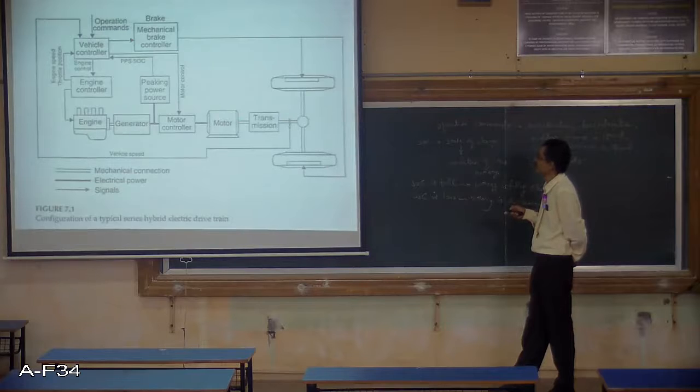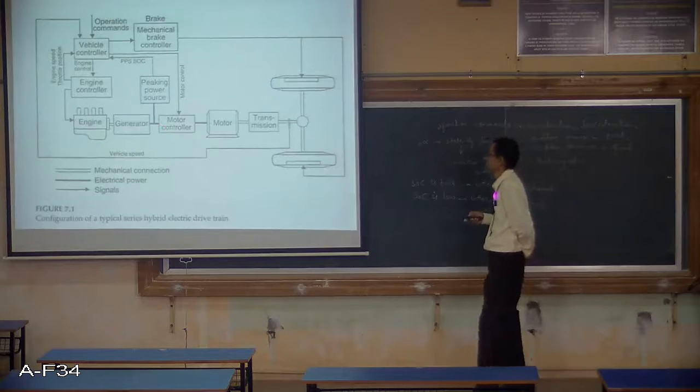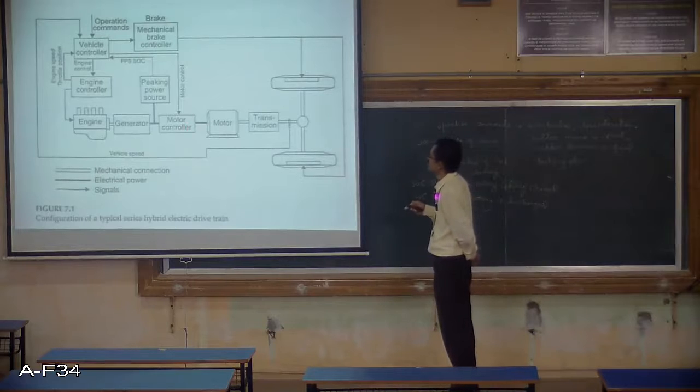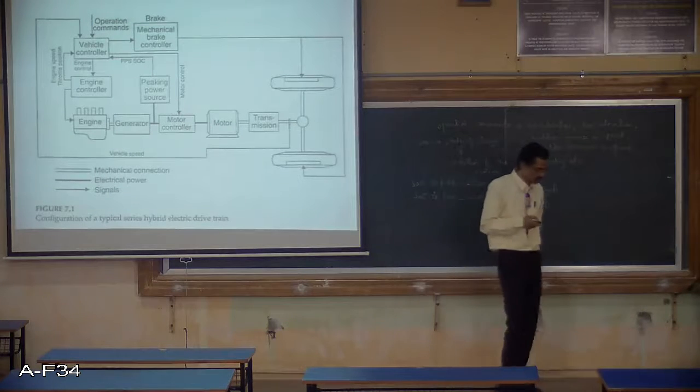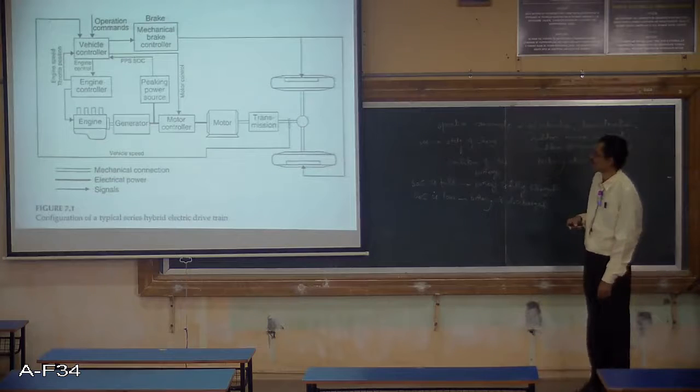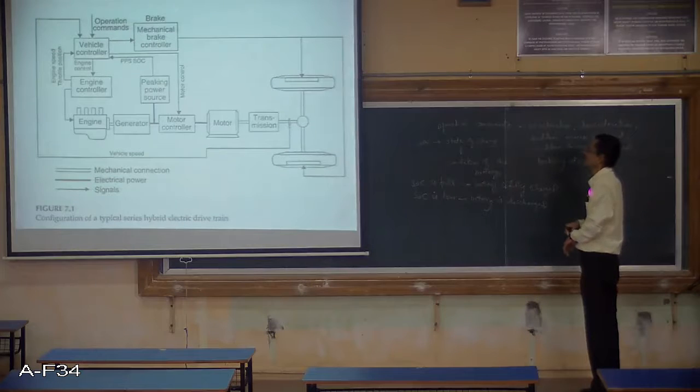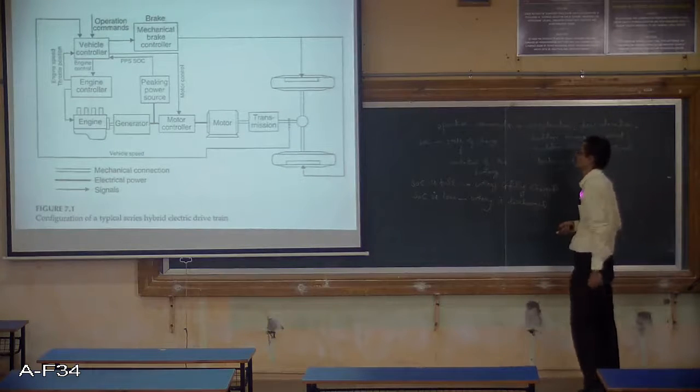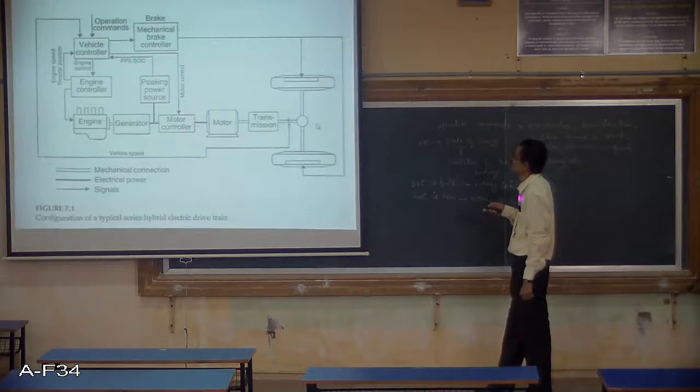So the output of the generator is fixed, the voltage of the generator is fixed, but this can change the voltage and apply it to the motor. So if you want to reduce the speed, you reduce the voltage applied to the motor. If you want to increase the speed, you increase the voltage applied to the motor. So this is what is done by the motor controller.